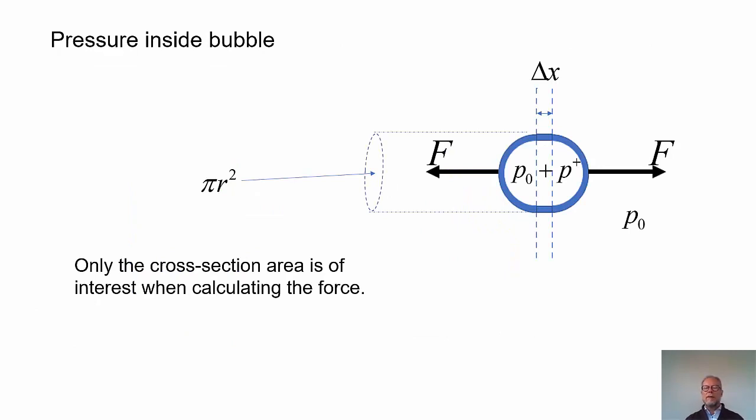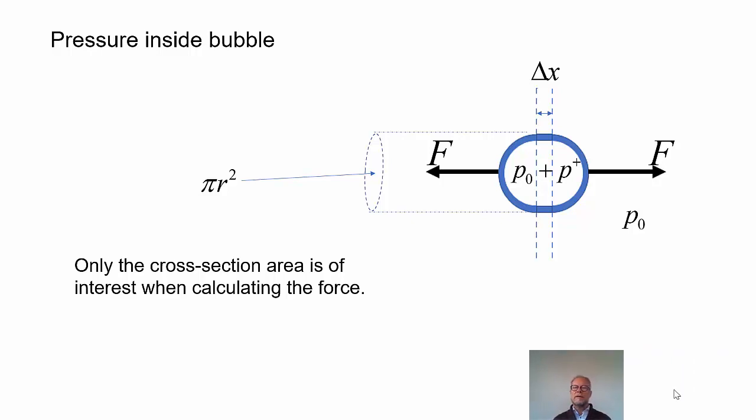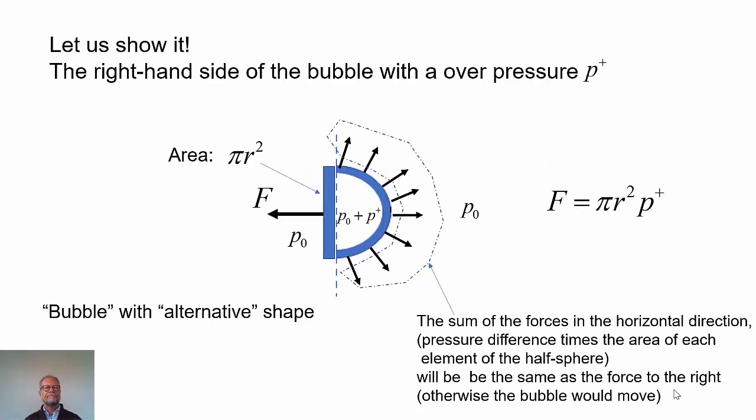Assume that we have a pressure in the bubble, and the pressure is different from what we have on the outside. And we need that pressure difference to understand how big this force F is. The pressure difference will be acting on the whole surface area here, but we will show that what is important is the cross-section area pi r square. We'll look at that now in another mind experiment.